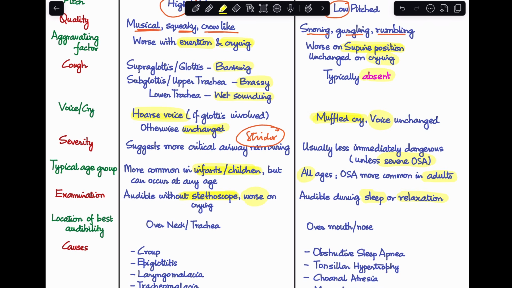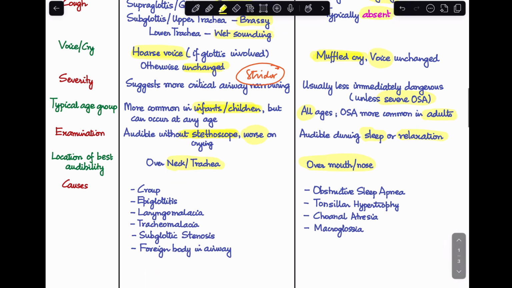Next, where is the location or rather site of best audibility? In case of stridor, it will be over the neck or the tracheal region because our site of obstruction is either the larynx or the trachea. Whereas, because the site of obstruction is the nasopharynx or the oropharynx in stertor, the best audible site would be over the mouth or the nose. So you can see there are a lot of differences between the both of them.